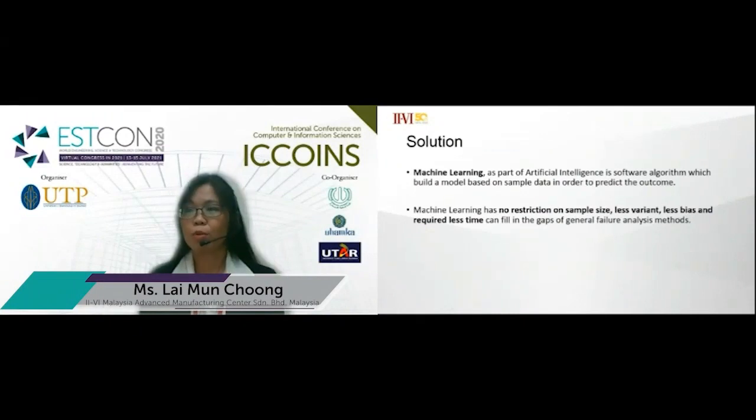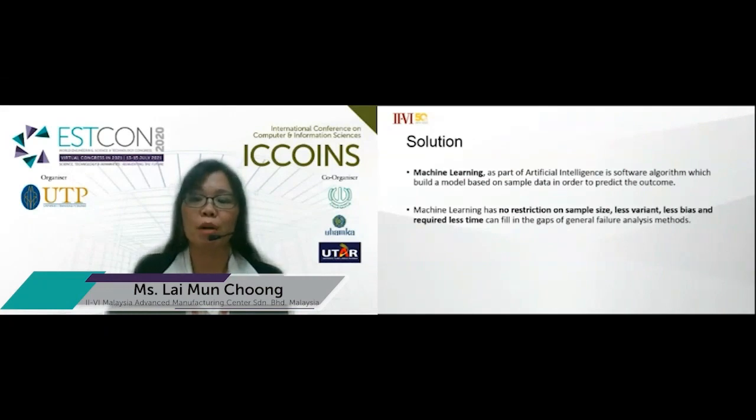The proposed solution for this study is applying machine learning. Machine learning, as part of artificial intelligence, is a software algorithm which builds a model based on sample data in order to predict the outcome. It has no restriction on sample size, less variance, less bias, and requires less time, and is a good candidate to fill in the gaps of generic failure analysis methods.